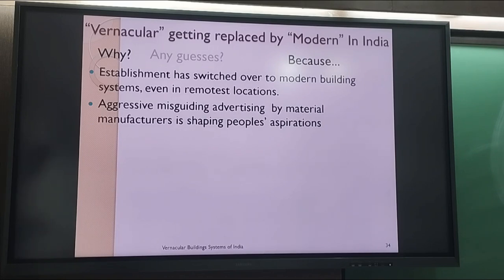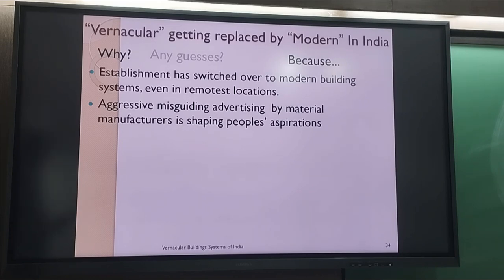Yeah, all right. Aggressive, misguided advertising by material manufacturers. They are shaping people's aspirations, right? They are being constantly bombarded. Hoardings, TV, newspaper, magazines, everywhere. Nowhere does any cement manufacturer say what precautions should be taken, how to use cement.